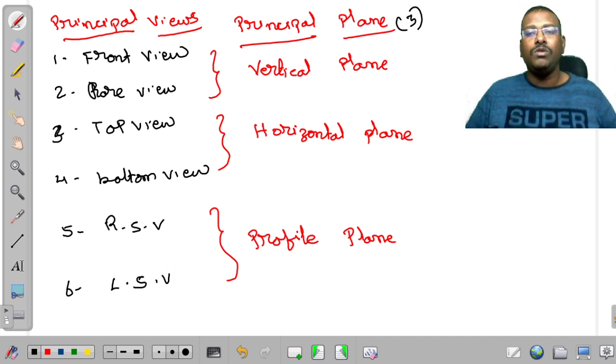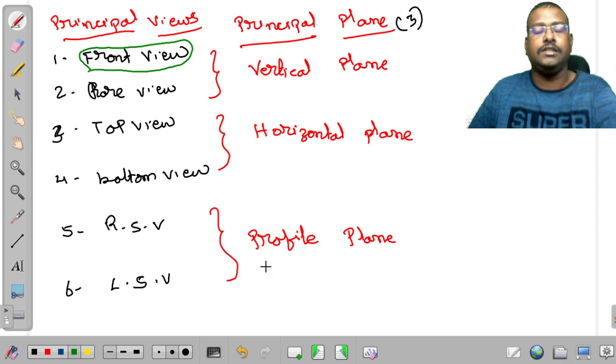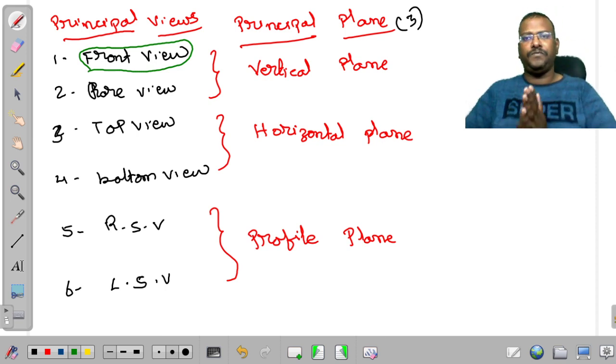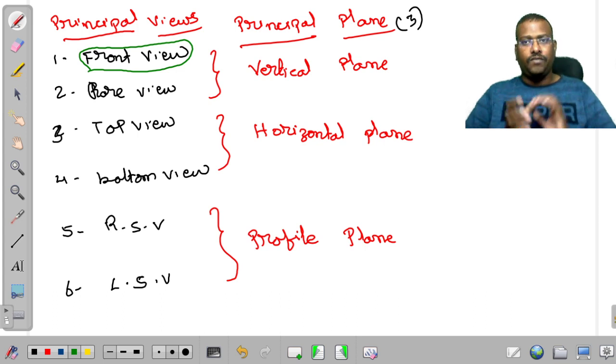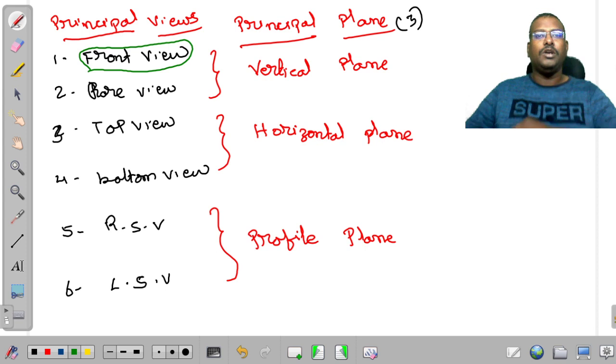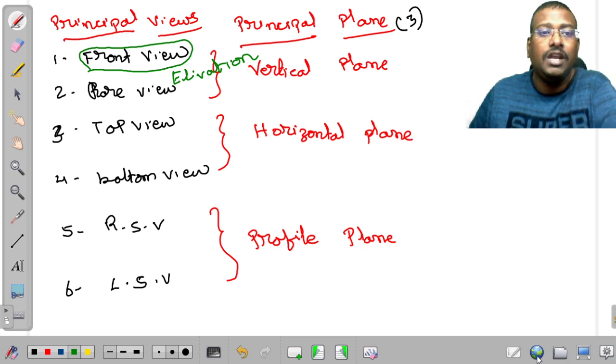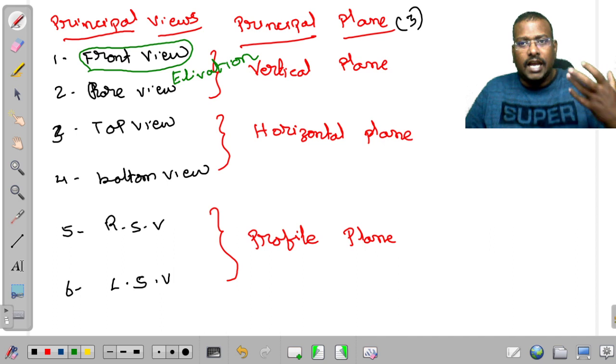Good, sir. Now, is there any other name for them? Yes. Front view is also called with what name? What is the other name of front view? Whenever you are observing a building from the front view, and it is very nice, what is the word you are going to give? Elevation is good. So the front view is also called elevation.